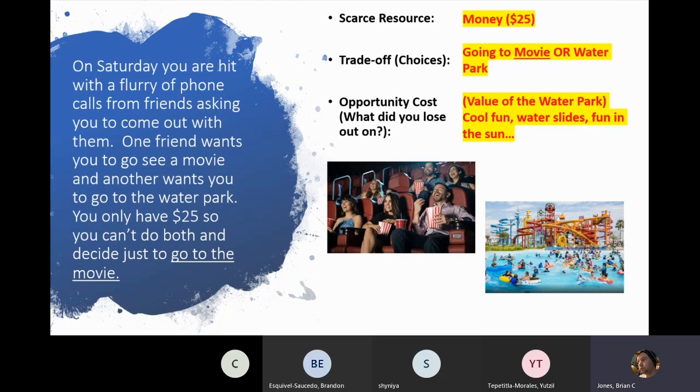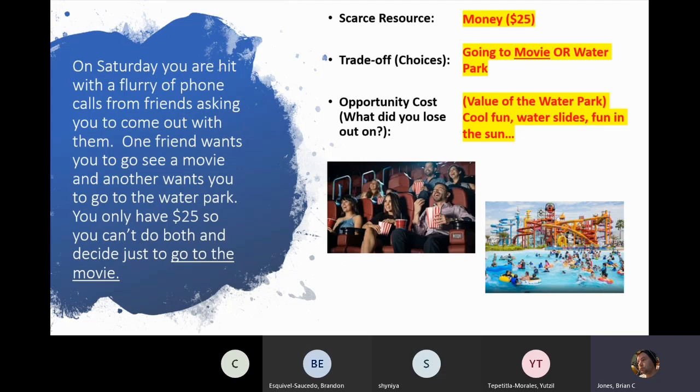Anybody? So obviously for this one, the scarce resource is the money. So here money is your scarce resource. You don't have enough money to do both. Okay, so that's what's scarce. Trade-offs, pretty obvious. You've got the 2 choices. Going to the movie or going to the water park.